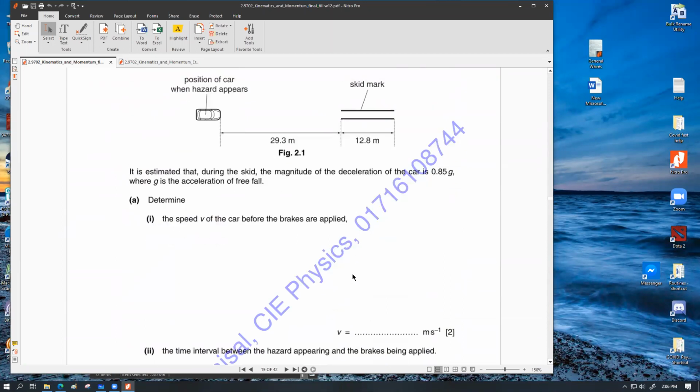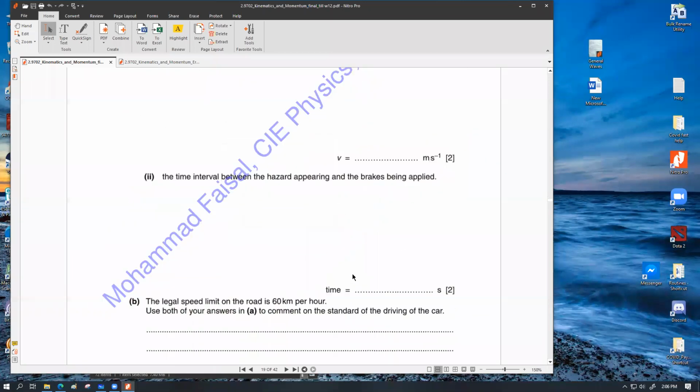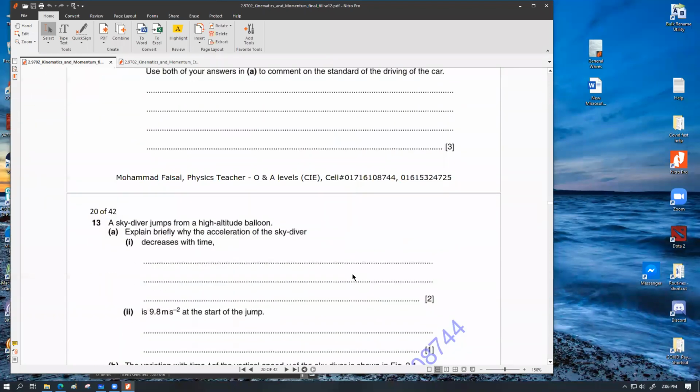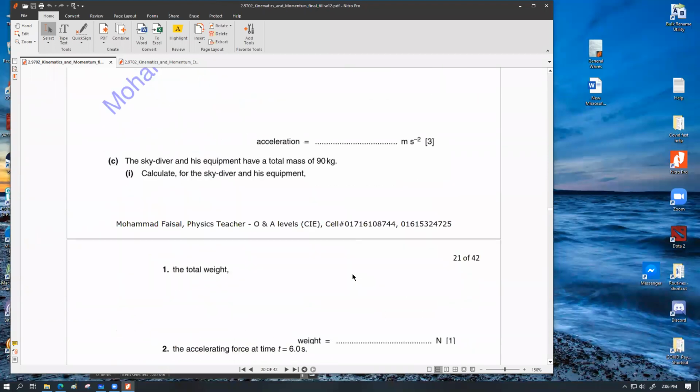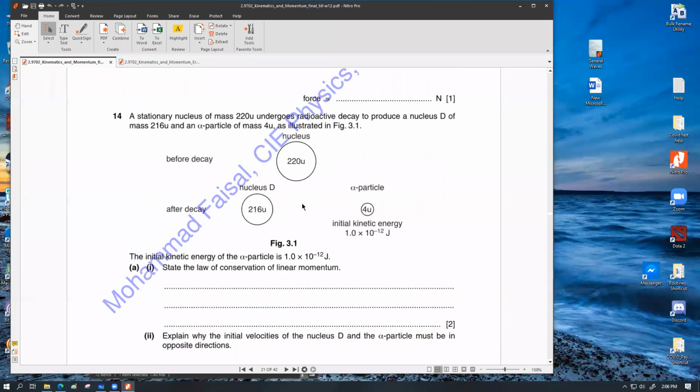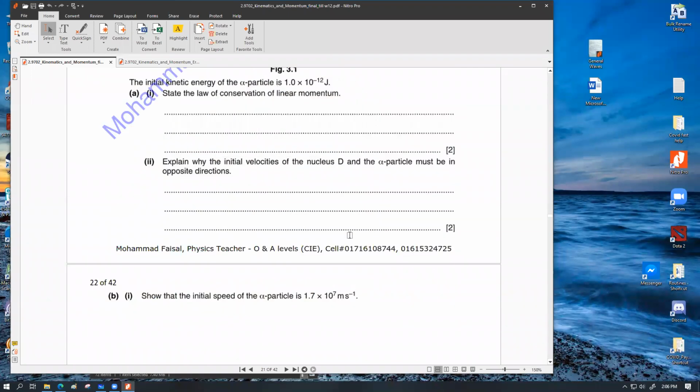12, 13. 14. 14 is similar stuff. You have to use the, you can see over here, they have already mentioned the U over here. So you just go ahead with this one.